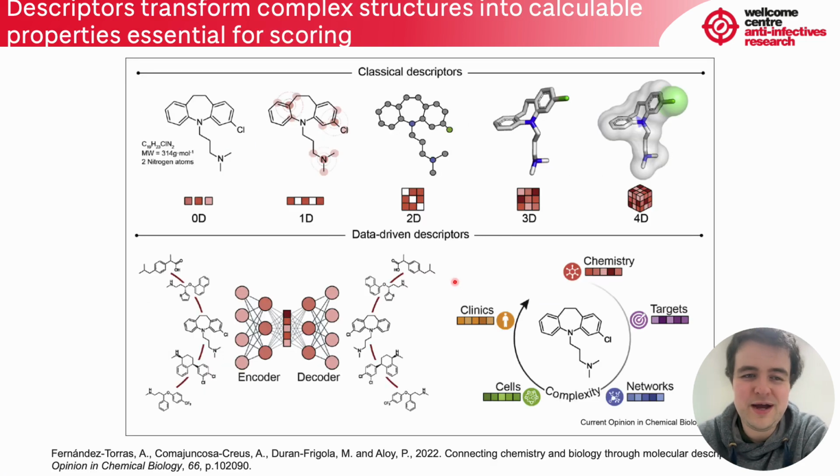Finally, I'm going to highlight probably one of the most important parts, certainly for scoring when we think about cheminformatics, and that is descriptors. Descriptors fall into two categories, really. They are really how we calculate properties associated with molecules. So we have classical descriptors and we have data-driven descriptors. In classical descriptors, we are thinking very much about things such as molecular weight or counts of nitrogens. These form what we call zero-dimensional descriptors.